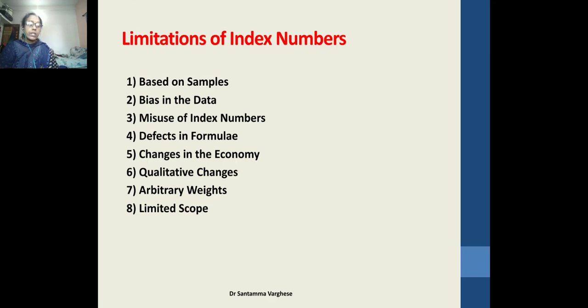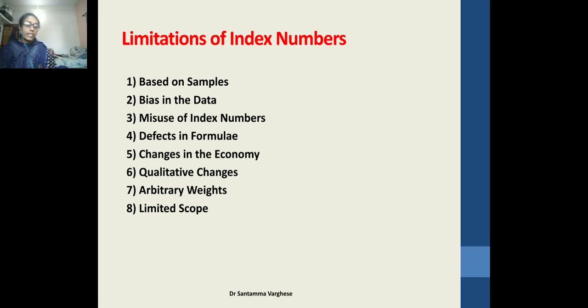Bias in data: index numbers are constructed on the basis of types of data which may be incomplete, so it is very difficult. Misuse of index number: it can be misused. How? When the situation of the current year is compared with the situation of the base year, a person may choose a base year which will be suitable for his purpose. For example, a businessman chooses a year in which the profit is high as the base year and shows that the profit is falling. In the base year the profit is high, the current year profit is falling, so he can calculate in that way. So that is a limitation of this index number.